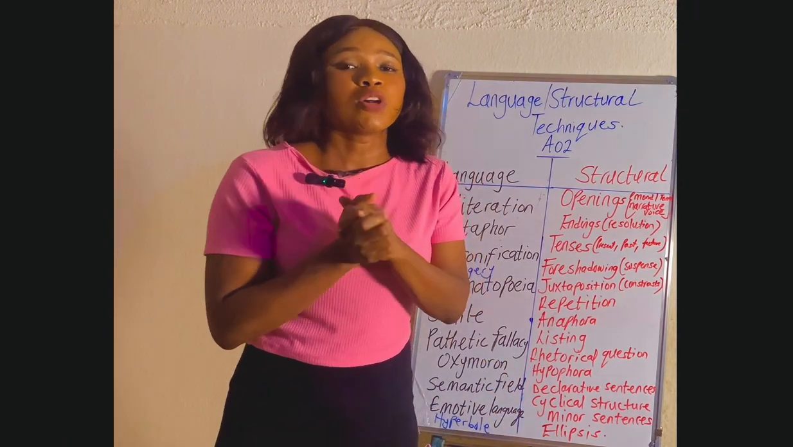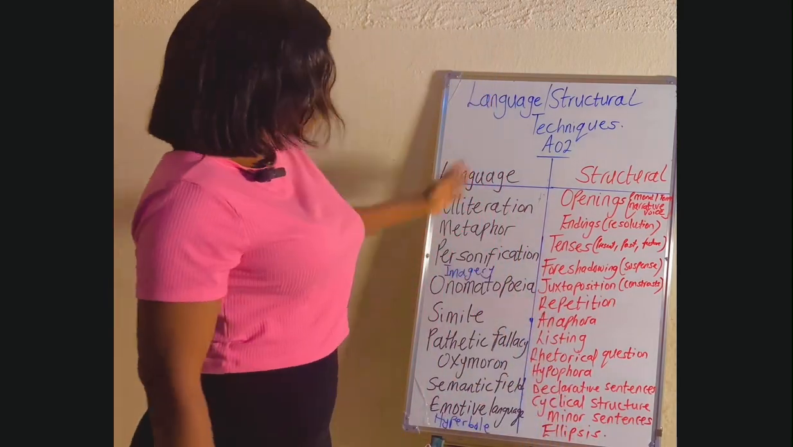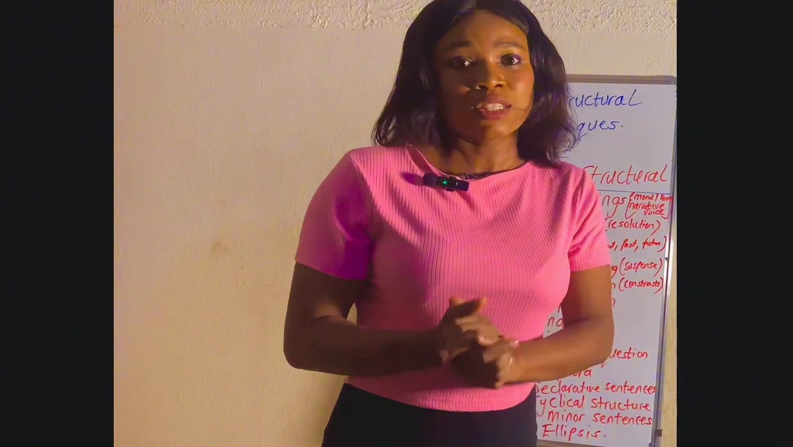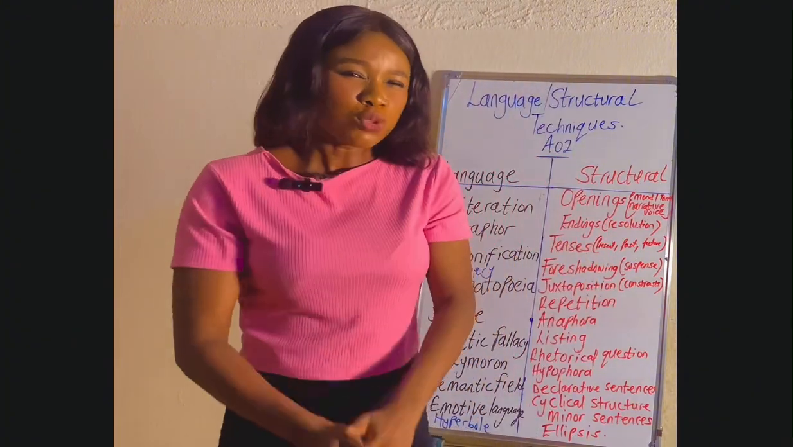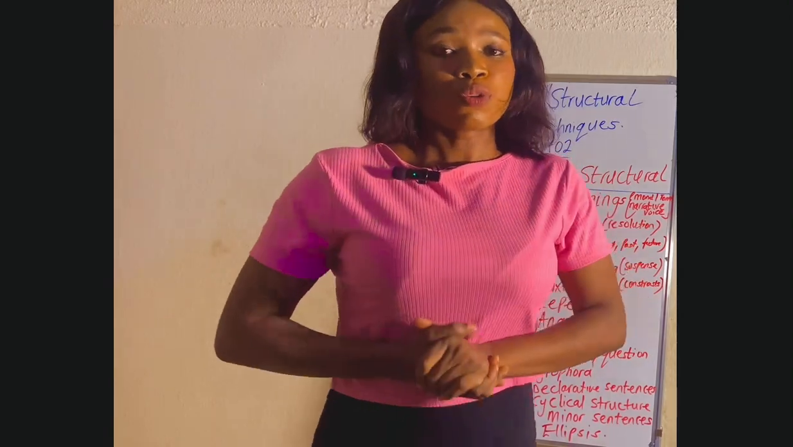Ellipsis is a very important feature. It means the three dots. So these are the language features and the structural features that any writer uses in his text. You should be on the lookout for this and be able to analyze it and find them out in the text, and then you are up to a good grade.